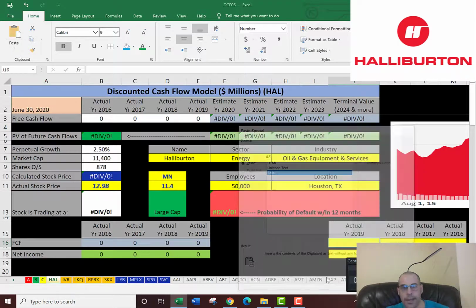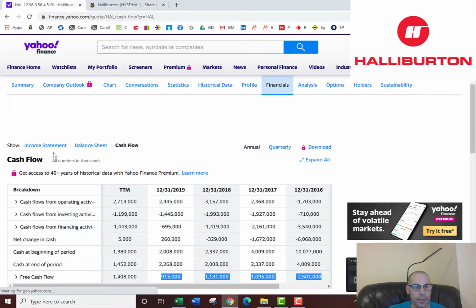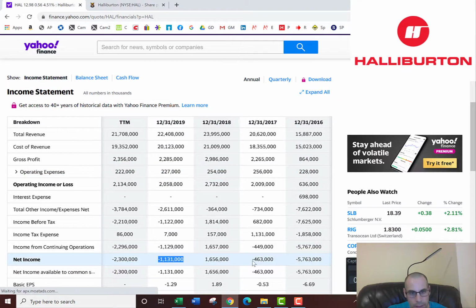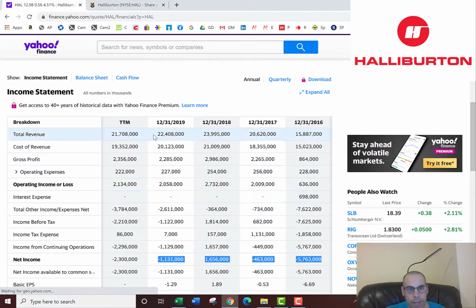And then I need the net income. And this is the profit and loss for the business, and that's on the income statement. And then we need the revenue, which is the sales for each year.